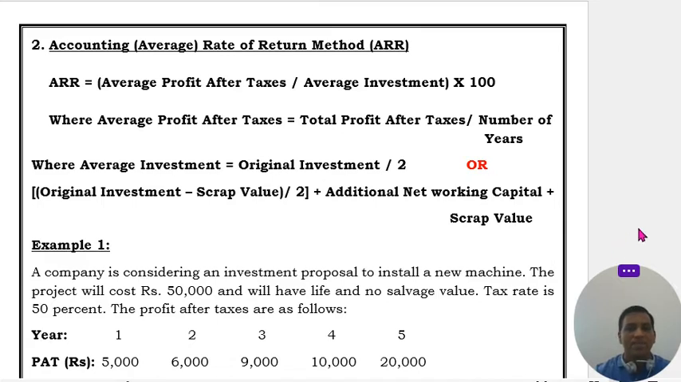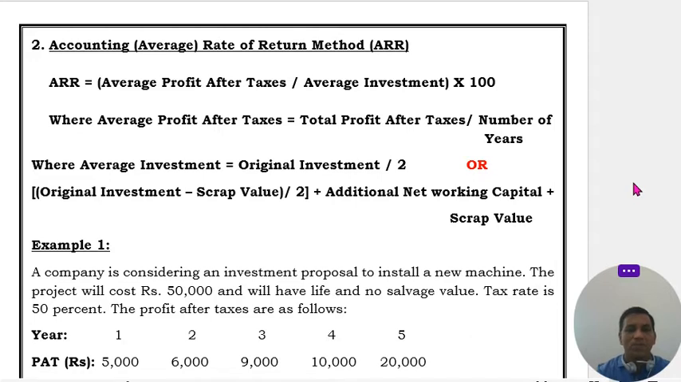So basically ARR is the percentage of average profit after taxes on average investment or original investment. We can calculate this percentage of average profit after taxes either on average investment or original investment, but average investment is preferable, is accurate. As I told in the previous video, for all the methods, cash flows means cash flow after taxes, but for the ARR method, cash flows means here profit after taxes are considered.